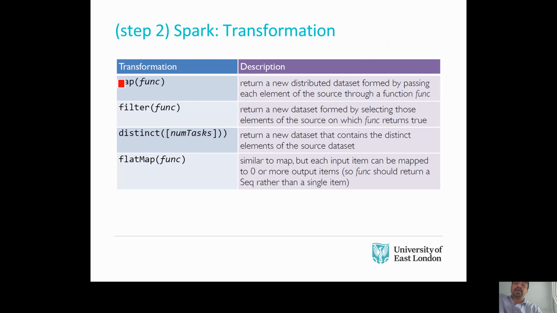For transformation, guys, we have 4 main operations: map, filter, distinct, flatMap. Map is going to return a new distributed data set. Filter is going to return a new data set by selecting. Distinct is going to remove duplicates, and flatMap is exactly map, but map returns values based on each mapper or each block, while flatMap returns your data in a sequence order. It's better to use flatMap for key-value programming like MapReduce programming.